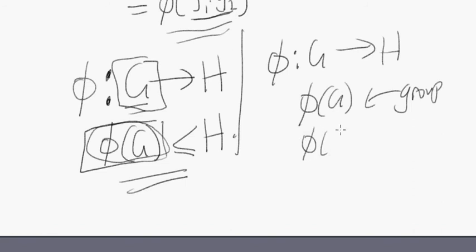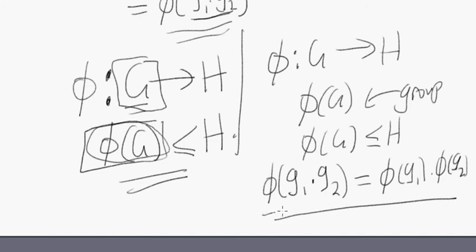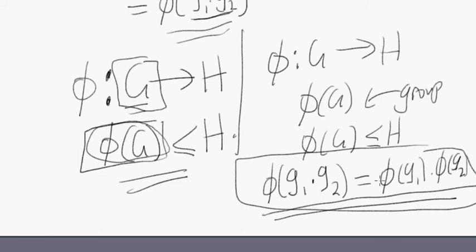Another thing we know for homomorphism is that for something to really be a homomorphism, it must take any two elements of the group and satisfy phi of G1 times G2 equals phi of G1 times phi of G2. That's another property. This is the defining condition of a homomorphism. It takes in two elements G1 and G2 and gives you phi of G1 times phi of G2. That's what I meant.